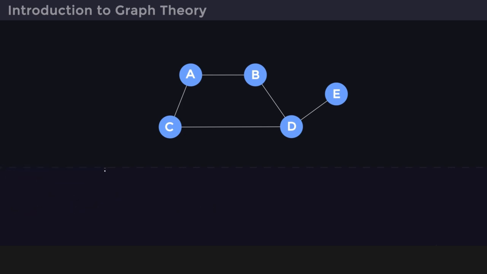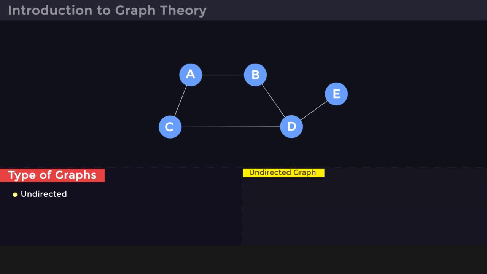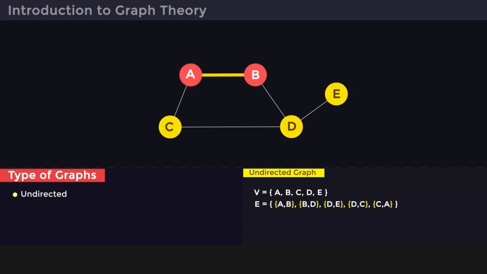Now let's discuss types of graphs. The first is undirected graph, a set of vertices and edges in which the edges have no orientation. So it means that AB is identical to BA, and it doesn't matter whether we call it AB or BA.